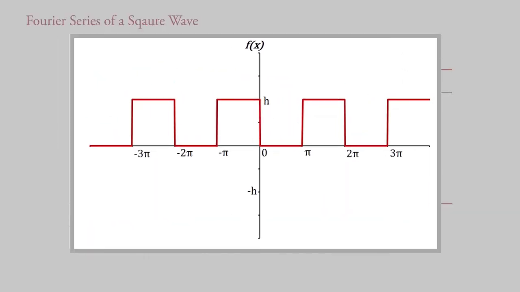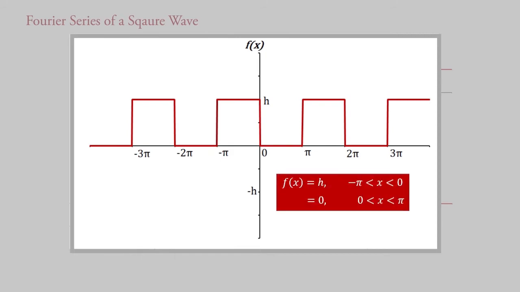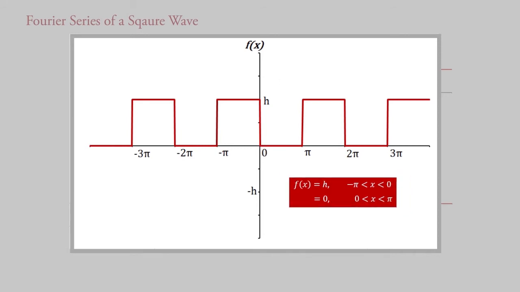This one is defined as f(x) equal to h for minus pi less than x less than 0, and f(x) equal to 0 for 0 less than x less than pi. Here, between the interval minus pi to 0, the function has a value h, and between 0 to pi, the function has a value 0. So, it is defined like this.